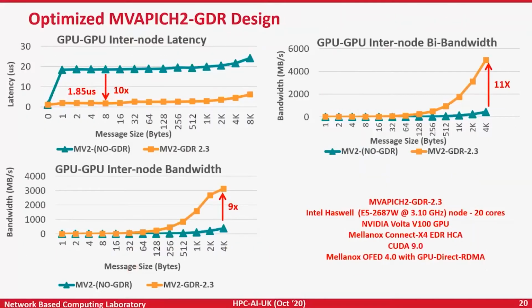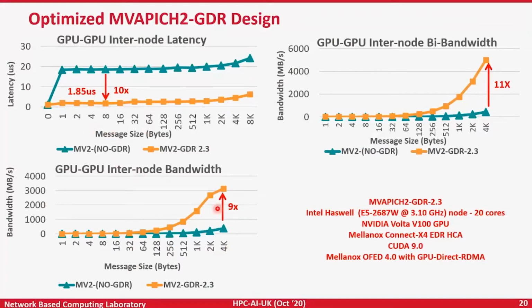And if you take a look at some of the numbers, look at this number, 1.85 microseconds. So now we have the capability to send data from one GPU on a node over InfiniBand to the other GPU in just 1.85 microseconds. From host to host, currently it is around 1 microsecond or 900 nanoseconds depending on the MPI library. And with another 900 or 800 nanoseconds, we can actually send data from GPU to GPU.